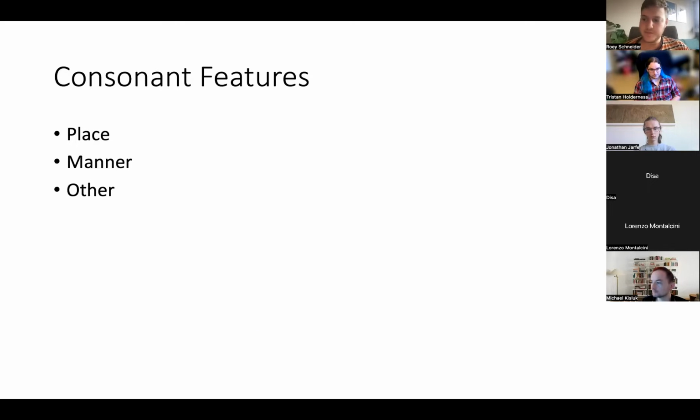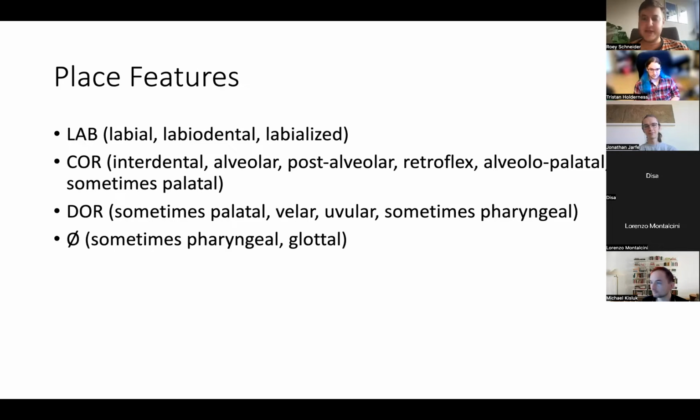Consonant features can be divided into 3 groups: place features, which refer to the place of articulation of the consonant; manner, which refers to a bunch of things; and other things. Place features are the most simple ones, of course. You can be labial, you can be coronal, you can be dorsal. Labial is created with the lips, coronal with the tip or blade of the tongue, and dorsal with the back of the tongue, sometimes also pharyngeal, which is with the root of the tongue.